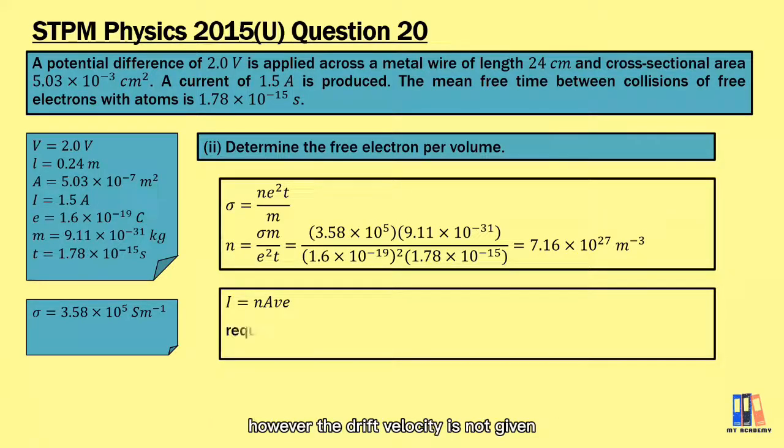Regarding the electron density, there is another related formula, which is I equal to nAve. However, the drift velocity is not given, so we need to find out the value of the drift velocity, which will be discussed in the next question.